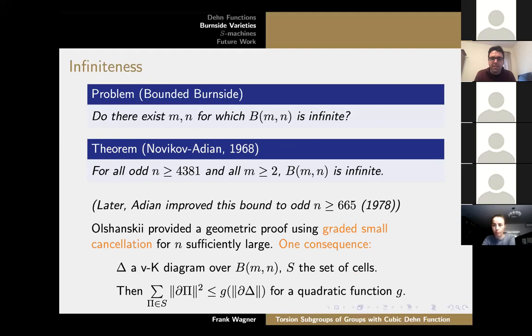So what I ended up proving here was that if you take the squares of the perimeters of each of the cells, then that's going to be bounded by a quadratic function of the cells. Now that can be improved quite a bit, but this is a fact about B(m,n) that's useful and something that I will come back to in terms of how we might generalize this situation.